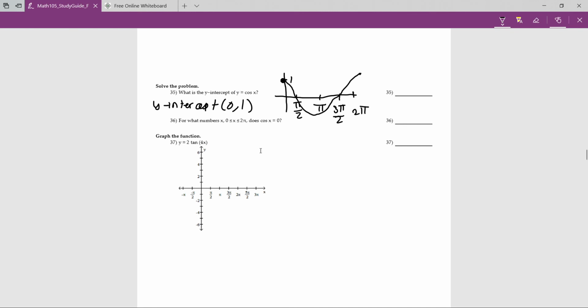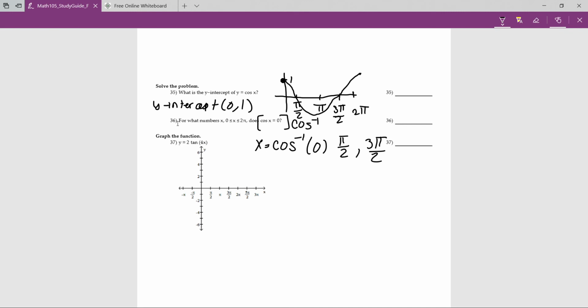I could do 36 right here. So cosine of x, so if we multiply everything by cosine inverse, we're going to get x equals cosine inverse of 0. They're asking what degree and radians. It's going to give you a positive value of cosine 0. Our only choices are pi halves and 3 pi halves. So that was 36. 37.